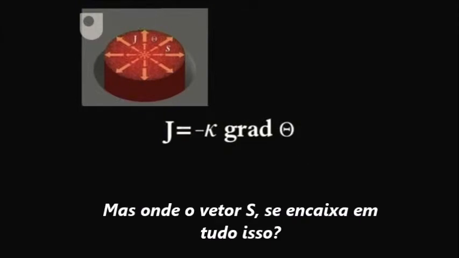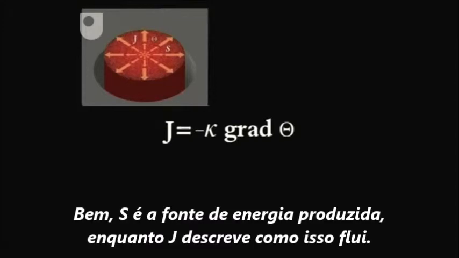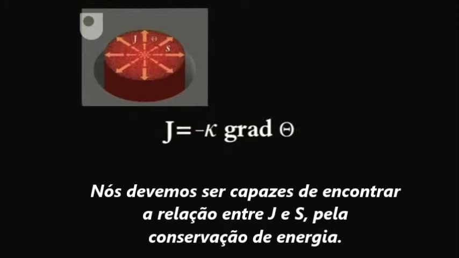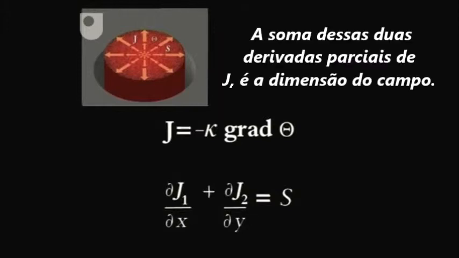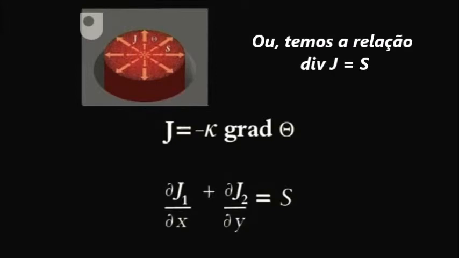But where does the heat source field S fit into all this? Well, S is the source of the heat energy produced, while J describes how it flows. So we ought to be able to find a relationship between S and J by energy conservation. And you'll see later how this is done, resulting in this equation. The sum of these two partial derivatives of J is a scalar field, which we call the divergence of J, or div J for short. So, we have the relationship, div J equals S.